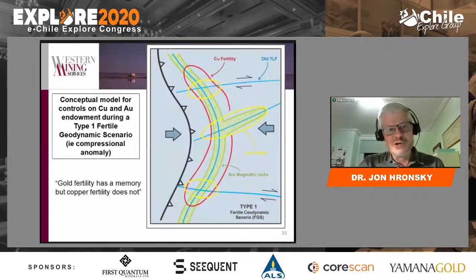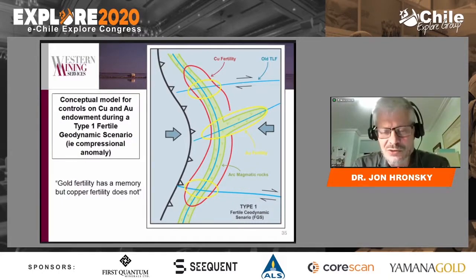So we can summarize this in a model like this sketch, which is loosely based on the Peruvian Andes, where for a particular arc, if there's a compressional anomaly, we might see copper fertility along the arc, but gold fertility more strongly correlated with areas of reactivation of the old translithospheric faults. One of the ways I like to summarize this is: gold fertility has a memory. We see the same areas reactivated many times, but copper fertility doesn't. The copper fertility is just totally dependent on the geodynamics.